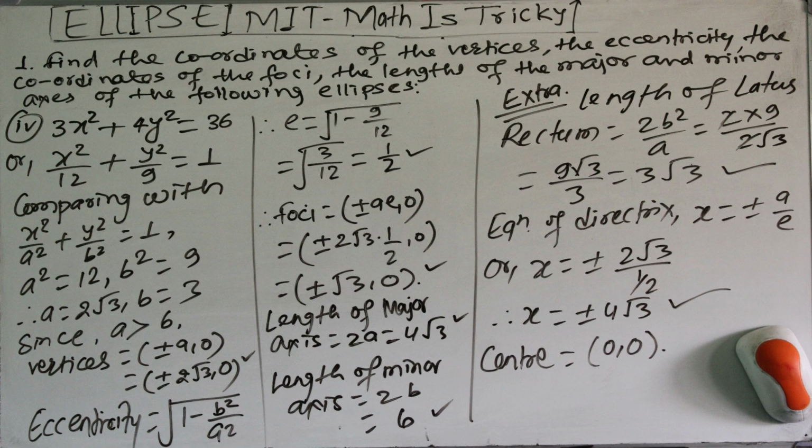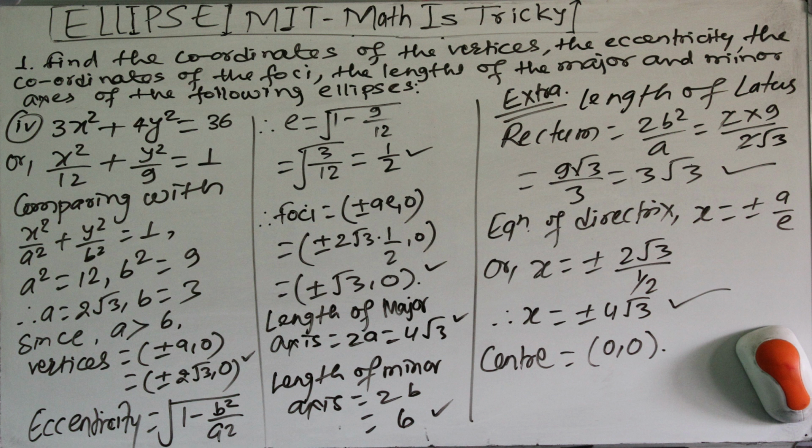Let's move to question number 1-4. It is 3x square plus 4y square equals 36. Now dividing both sides by 36, we'll get x square by 12 plus y square by 9 equals 1. By comparing this with the ellipse x square by a square plus y square by b square equals 1 — remember, before comparison you must make the right hand side 1, then only we can compare the given equation to find the value of a and b. So we are getting a equals 2 root 3 and b equals 3. So 12 is greater than 9, means a will be greater than b.